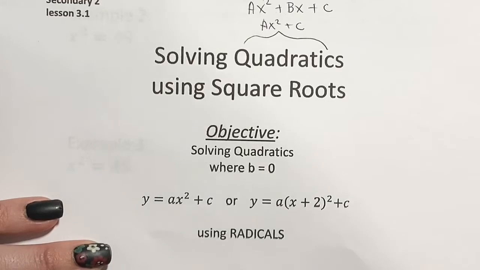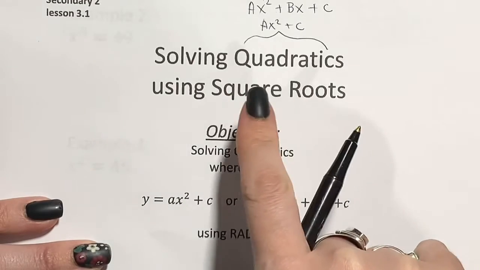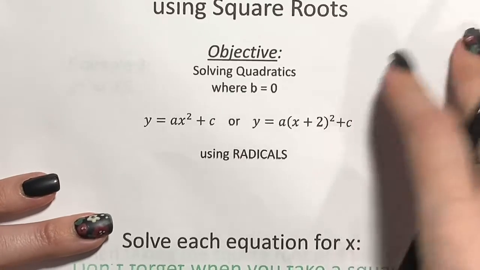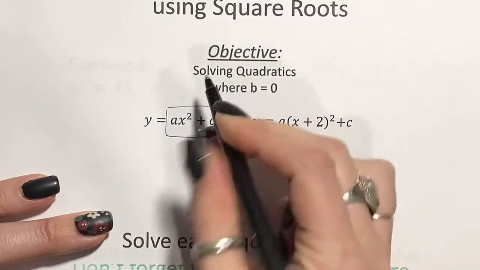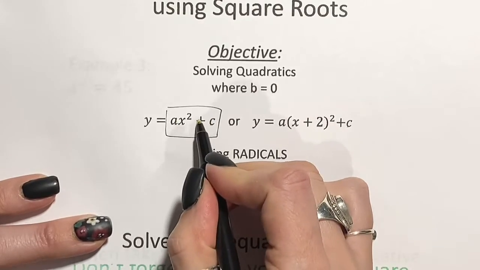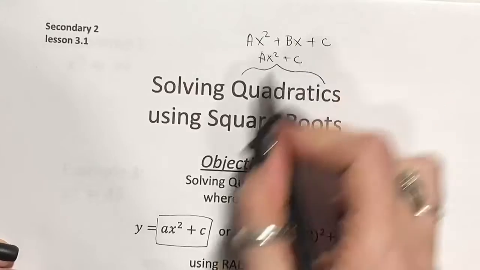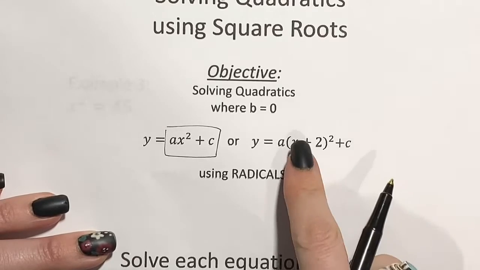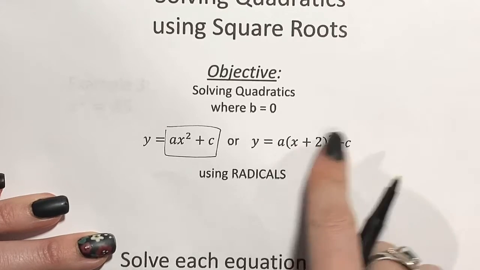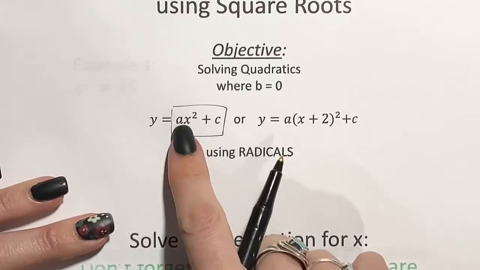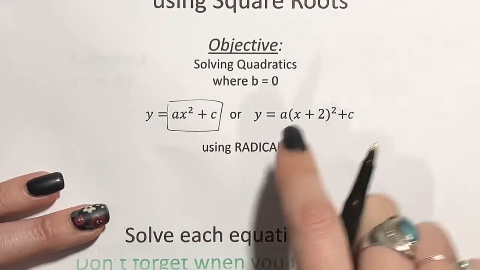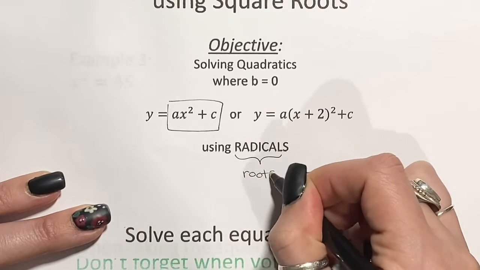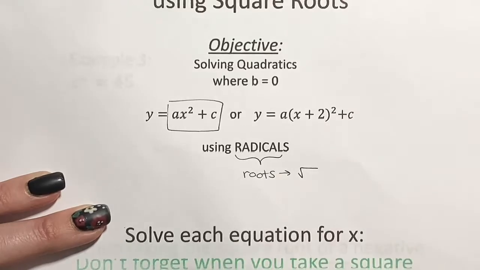So today we're going to be focusing on how to solve quadratics using the square root method, or using square roots. So these are going to be when you have quadratics in this format: ax squared plus c. So notice that the bx part is missing. We just have the x squared and then a constant c term. Sometimes you'll see it in this format as well. We'll get to that, but most of the time it'll just look like this. So we are going to be using radicals, which again, radicals is just a fancy way of saying your roots. So we're going to be using square roots.